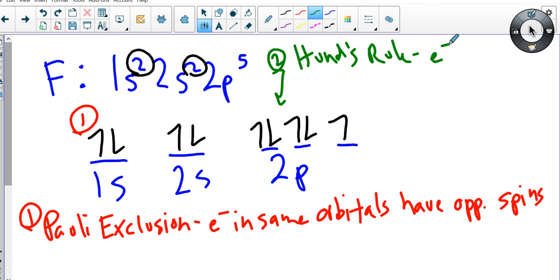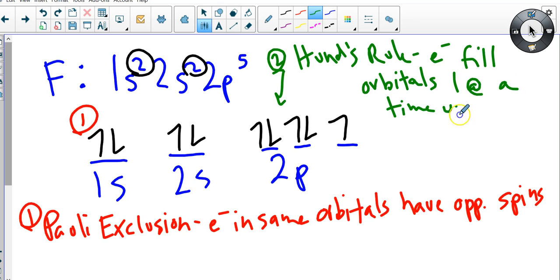Electrons fill orbitals one at a time until they have to share. One at a time until they must share. Now, what we did on the test was we gave some of these to you, okay? And then imagine this one wasn't here and you had those 4 like that. That would be wrong. You'd have to put this one in here, okay?